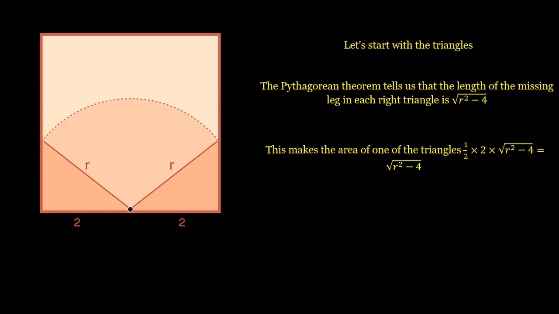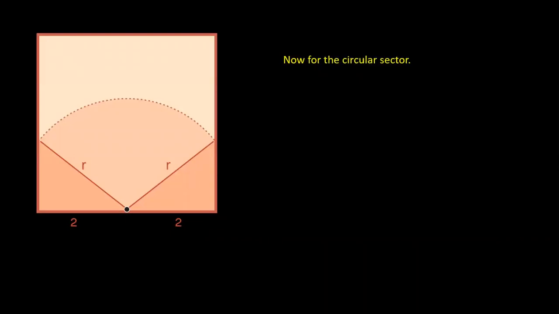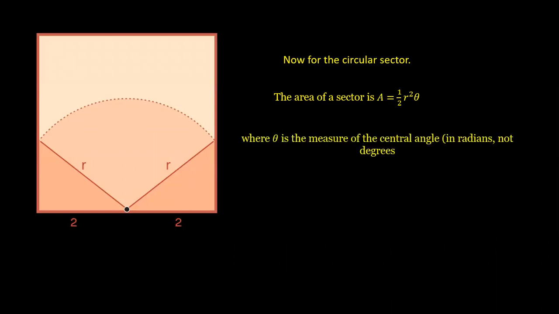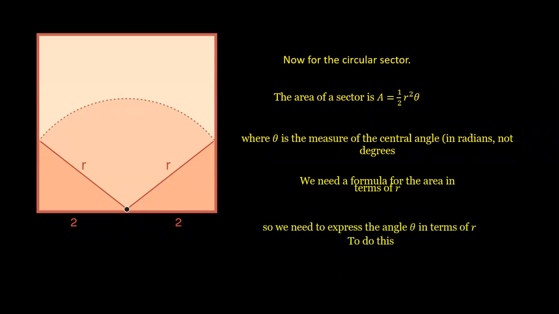2 multiplied by the square root of r squared minus 4, which is equal to the square root of r squared minus 4. So the two triangles together have an area equal to this. Now for the circular sector, the area of the sector is half multiplied by r squared multiplied by theta, where theta is the measure of the center angle in radians, not degrees. We need a formula for the area in terms of r. So we need to express theta in terms of r.